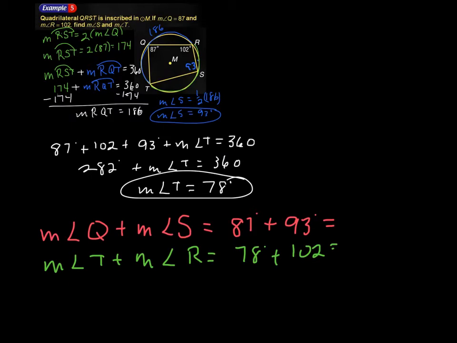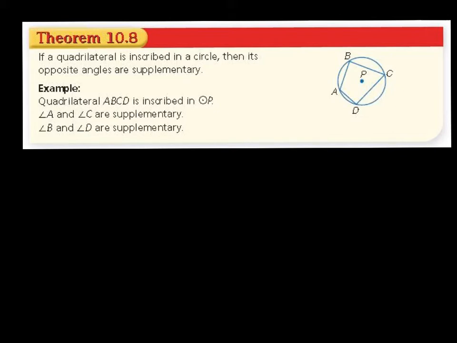And if we look back there, something interesting happens. Angle Q and angle S are opposite angles in that inscribed quadrilateral, and they add up to 180 degrees. And what do you know? Angle T and angle R are also opposite angles of that inscribed quadrilateral, and they also add up to 180 degrees. So that gives us our next theorem. If a quadrilateral is inscribed in a circle, then its opposite angles are supplementary.